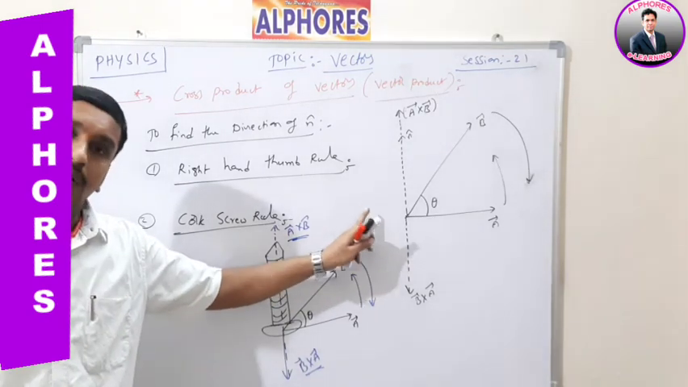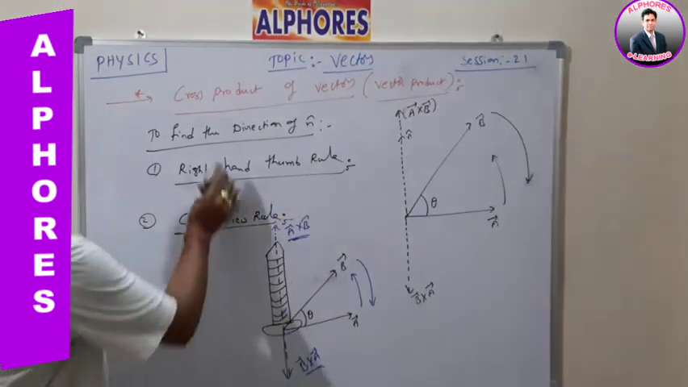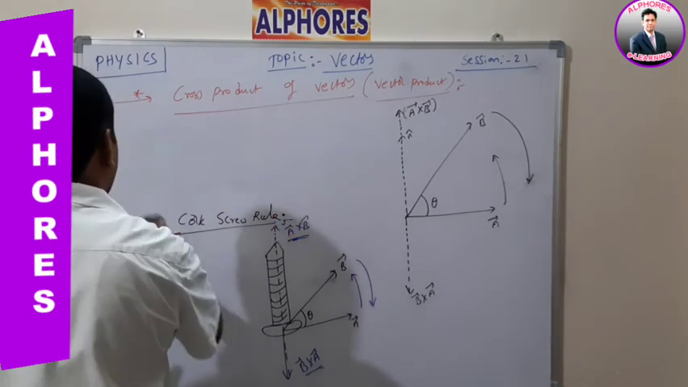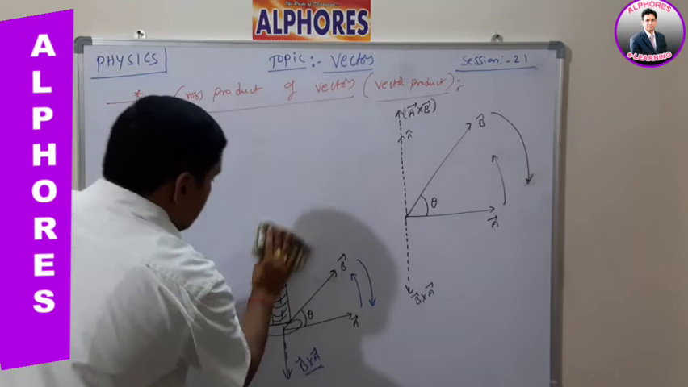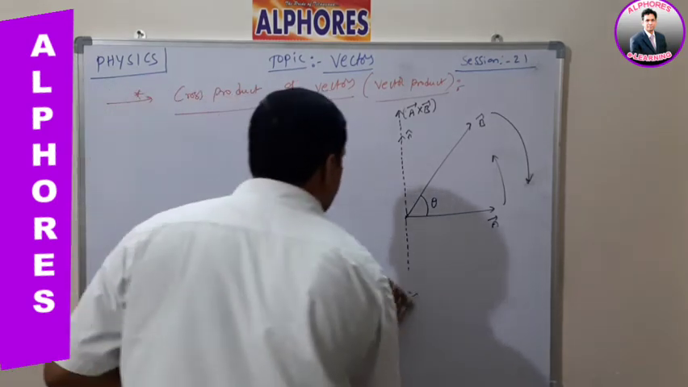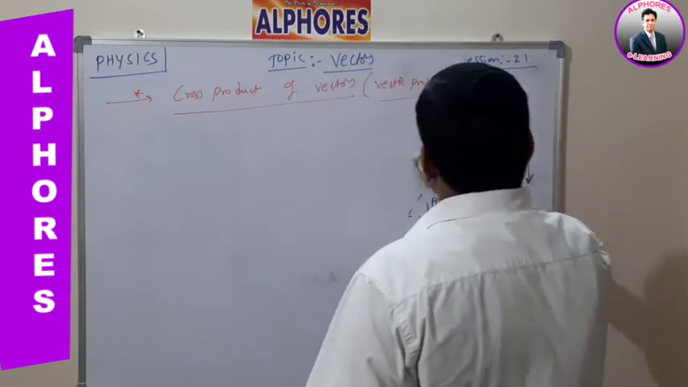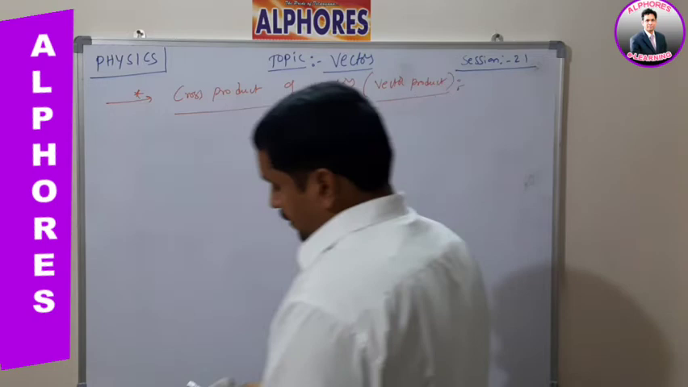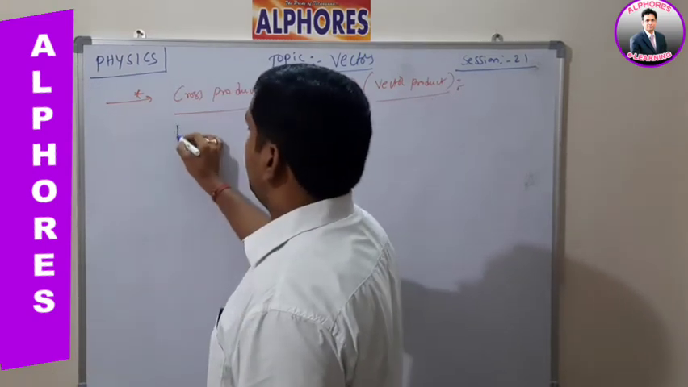It doesn't follow the commutative law. What is meant by commutative law? It is already discussed in the dot product of two vectors. Listen carefully. So I have to discuss the properties or laws of this cross product. So all of you listen carefully. Properties.